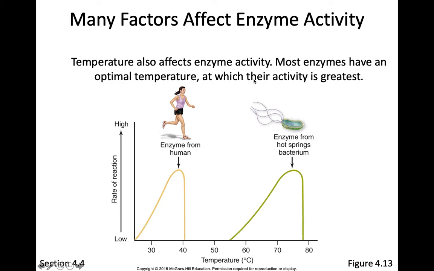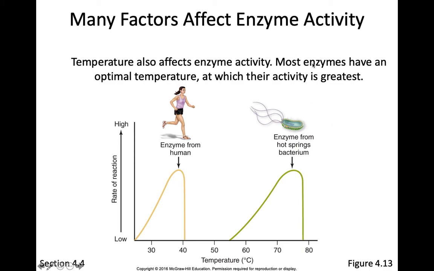Well, every single organism on the planet has different enzymes that are evolved for different temperatures. And that makes sense if you think about it. Organisms live in different environments, like bacteria that live down deep in hot springs. Their environment is around 75 degrees Celsius. They need to be able to function at 75 degrees Celsius. So their enzymes are evolved to function at 75 degrees Celsius. Whereas if you put them at 40 degrees Celsius, like us, they would die.